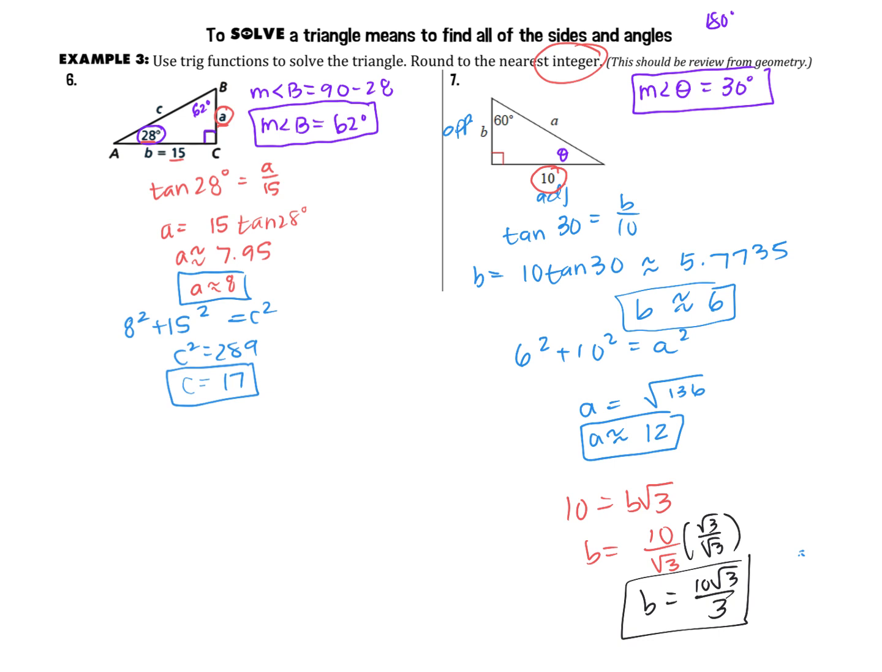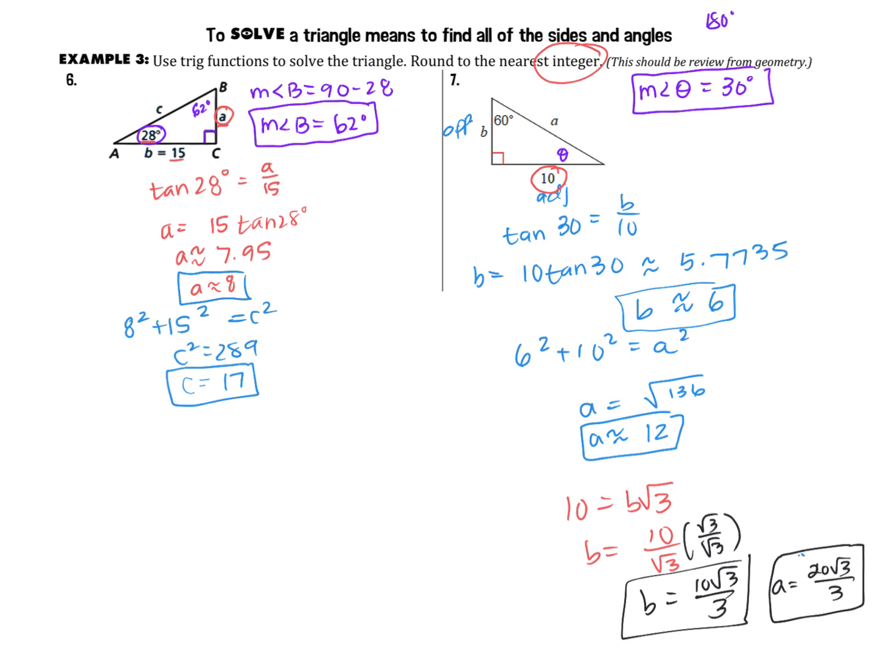We also know that a is 2 times b. In this case, the hypotenuse is twice the length of the shorter side, which means that 10 can just become a 20. So don't forget what you have learned in previous classes. They can oftentimes make your life a lot easier.